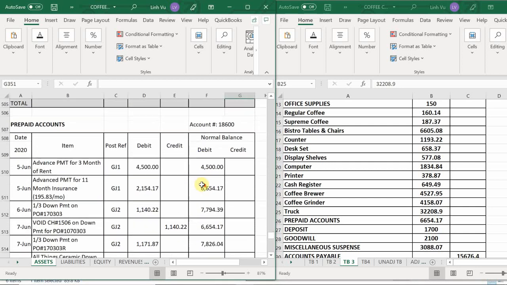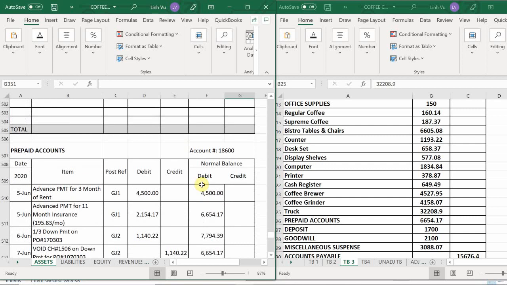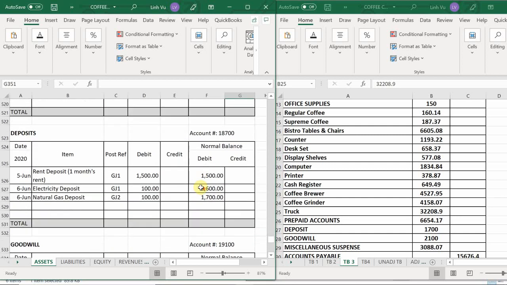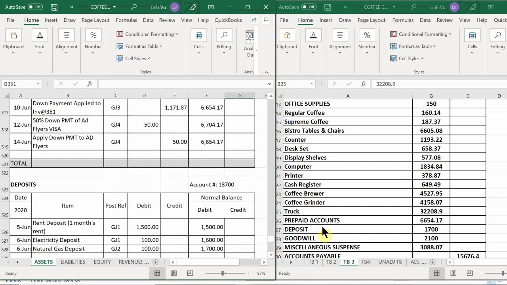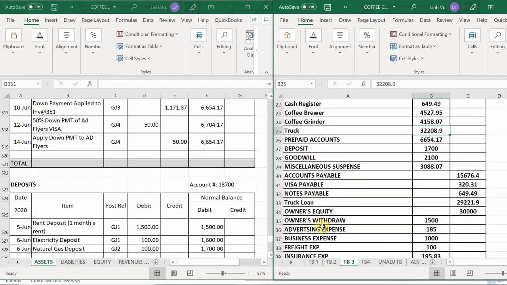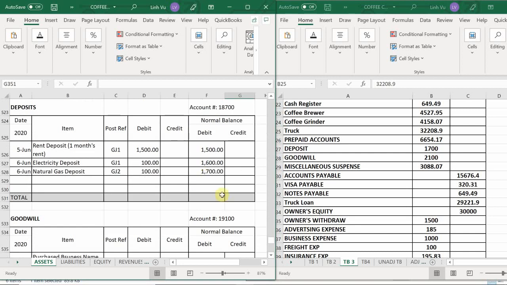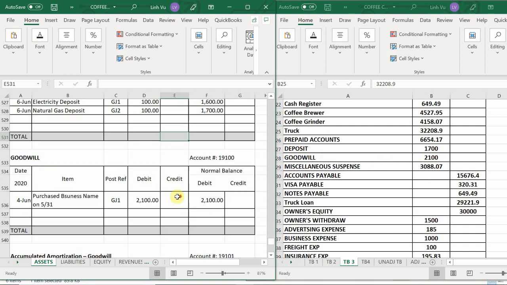All right. Then what about prepaid accounts? Prepaid account is supposed to be the same. 6,654.17. The same. Good. All right. What about my deposits? The same. Good. 1,700.